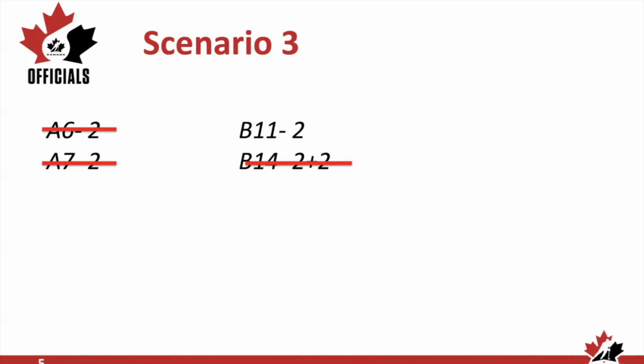So in this case, these folks are going to serve their minor penalties and come out the first whistle after 2 minutes. B14 is going to come out the first whistle after 4 minutes. But the only actual penalty that goes on the clock is 2 minutes to B11.